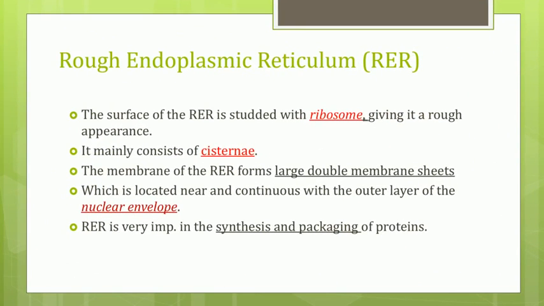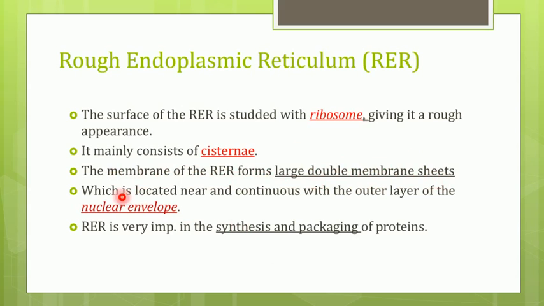Yes, so the surface of rough ER is always studded with ribosomes. That means ribosomes are present, which give it the rough appearance. It mainly consists of cisternae. The membrane of the rough endoplasmic reticulum is a double membrane structure. Okay, so similar to your plasma membrane, it is also a double membrane structure.